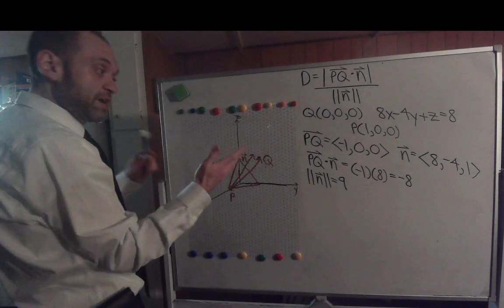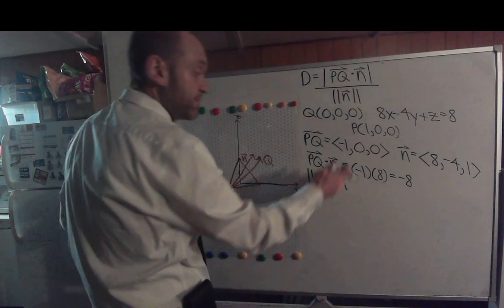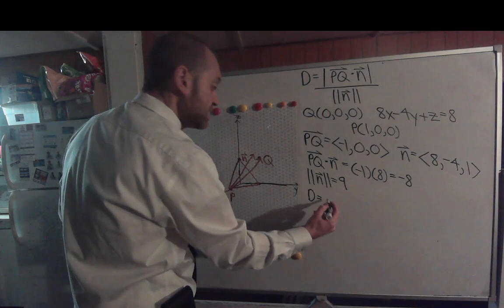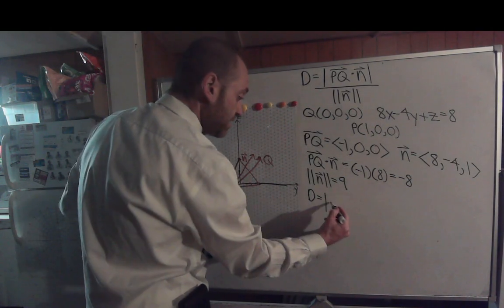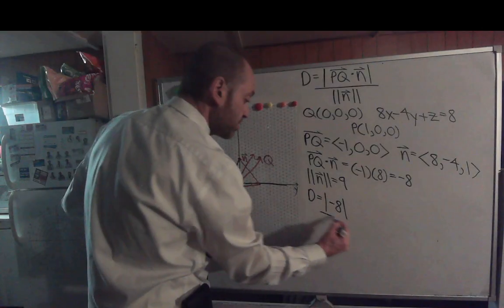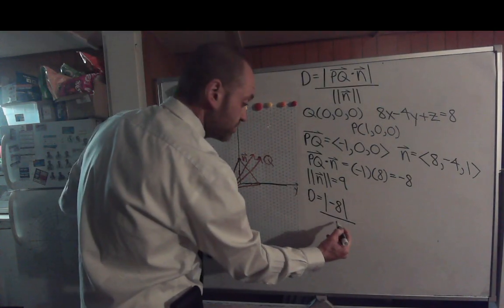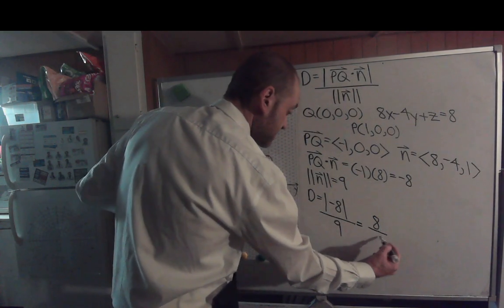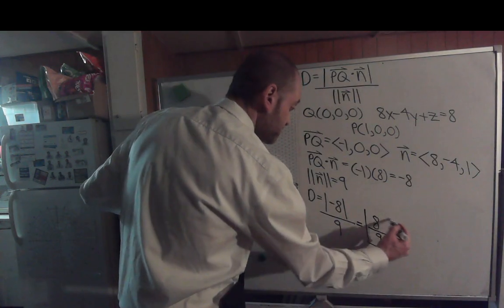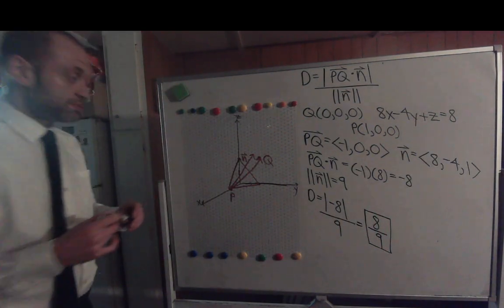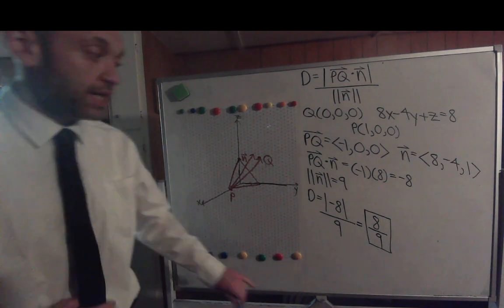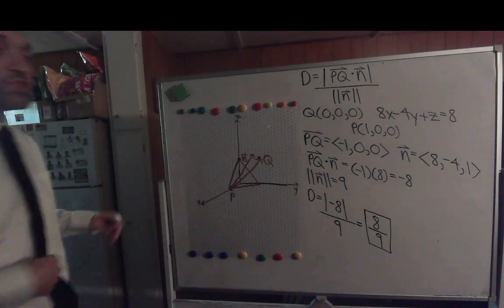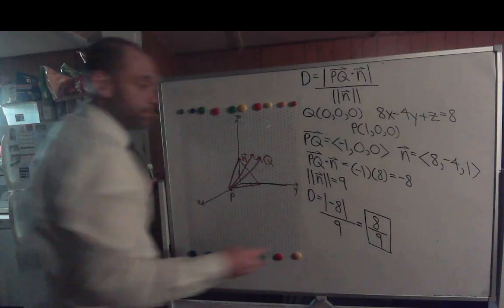All right, now that we found the magnitude, and we found the dot product, let's apply this to the distance formula. So we have the absolute value of that negative 8 for the dot product divided by your magnitude of 9 for the normal vector, which would just give you a distance of 8/9 units. So the distance between point Q and the plane is 8/9 units. We'll do a couple more of these just so you can get the feel of it.